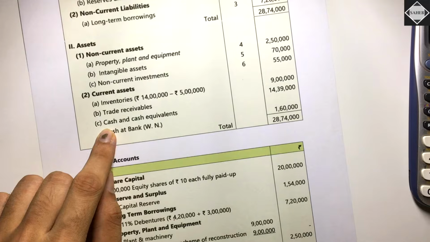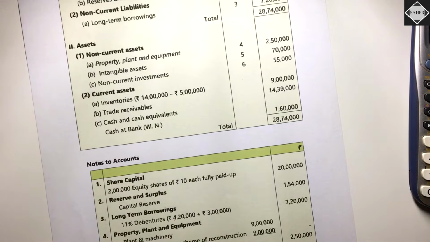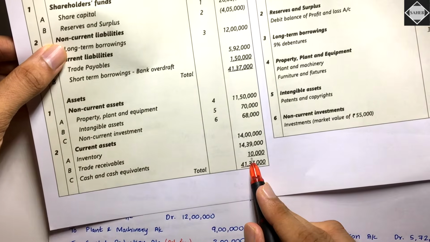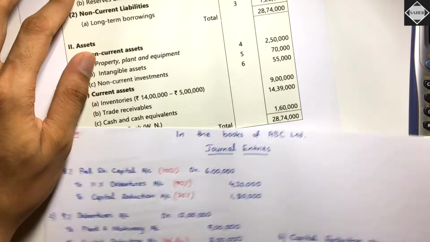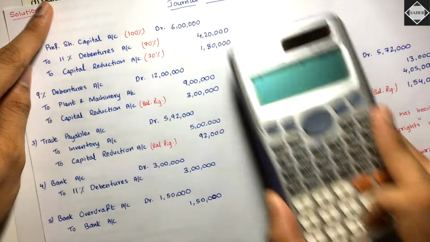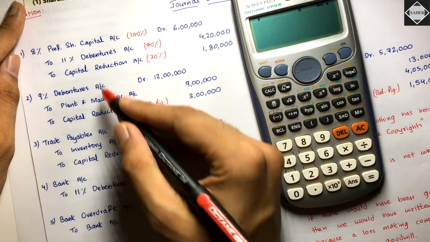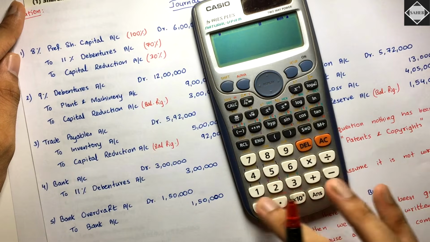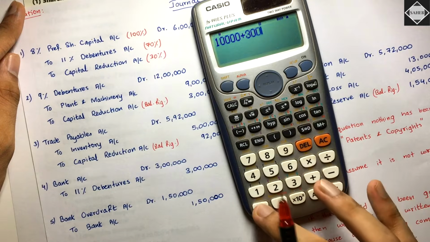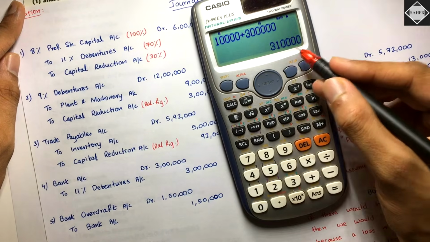And then in cash and cash equivalents, what happened? You have to see all the journal entries properly. First you had 10,000 of cash and cash equivalent in the old balance sheet. And then see the journal entries. What has happened? Is there any bank cash? Yes, see here, bank is there. How much? 3 lakh. So 10,000 was already there plus 3 lakh, so that was your 3 lakh 10,000.